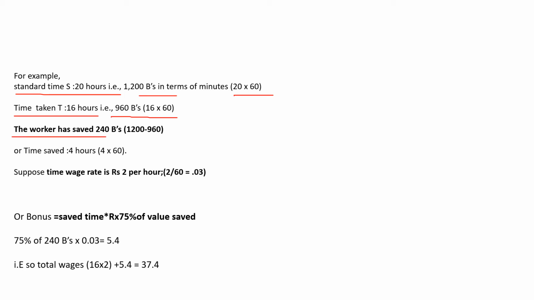So how much time did the worker save? 1200 minus 960. So that is 240 Bs. Or time saved we can also calculate as 4 hours, 4 into 60, that is 240 Bs. Suppose the time wage rate is rupees 2 per hour. That means it is per hour, it is 2, so we have to convert it into per minute. So per minute would be 0.03, that is 2 by 60. Why? Because here also we are calculating in Bs, so here also we are going to convert it into per minute.